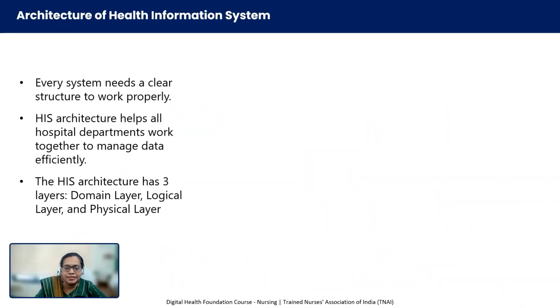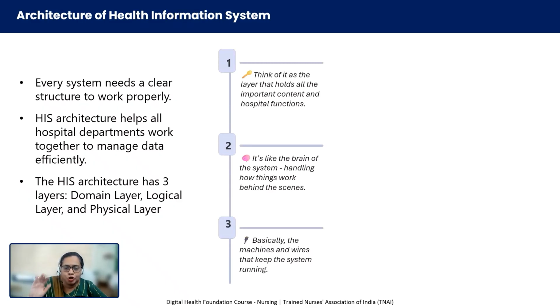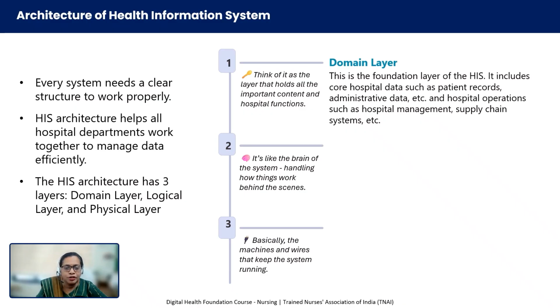Architecture of this health information system. To understand the architecture of the health information system, you can imagine a health information system like a building with 3 layers, each with a special job. First, what you are able to see on the slide, the domain layer, which is the ground floor, core hospital functions. This is where all the real hospital work would happen, like patient's record, admission and discharges, treatment detail, even inventory and supply chain management. In a nutshell, it holds the main clinical and administrative data which is needed for our day-to-day operations.